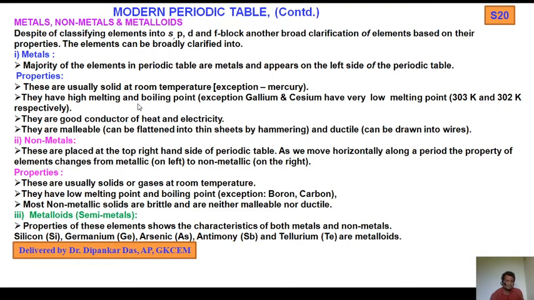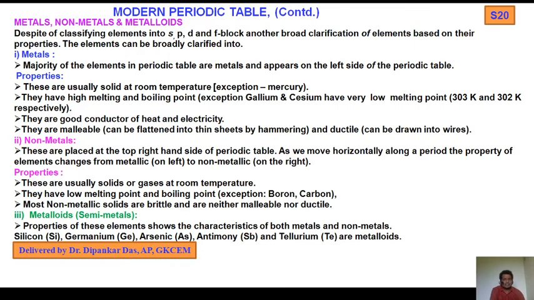What are the properties of them? These are usually solid at room temperature, exception mercury. They have high melting point and boiling point, exception gallium and cesium. They have very low melting point, 303 to 302 Kelvin. They are good conductors of heat and electricity. And they are malleable, can be flattened into sheets by hammering, and ductile, can be drawn into wires. So these are the characteristics of metals.